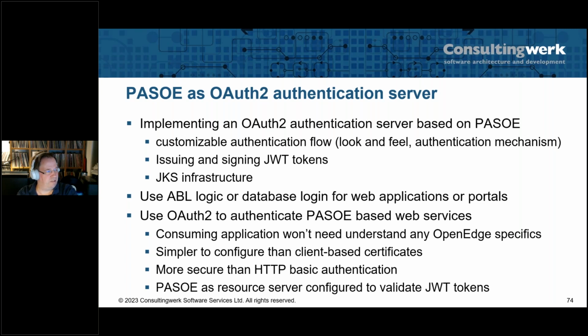And then the next thing which we will be working on, starting in the next couple of weeks, is developing the other side of the story. We will be developing a Java web application that can be deployed on PASOE to turn PASOE into an OAuth2 authentication server. So we implement the authentication flow, which then on the backend uses OpenEdge application logic or a database login to authenticate users exposed as OAuth2.